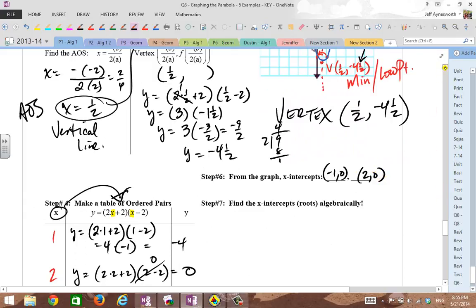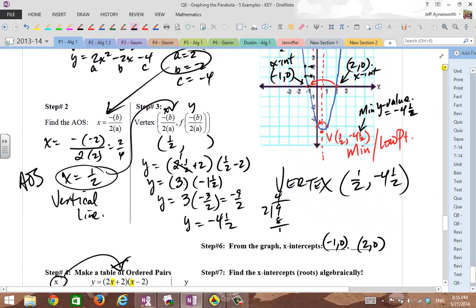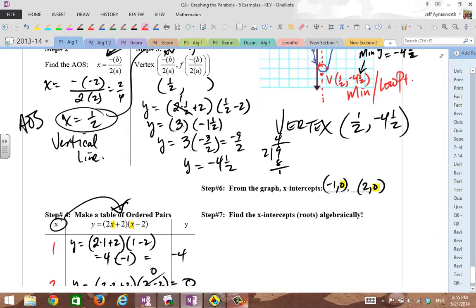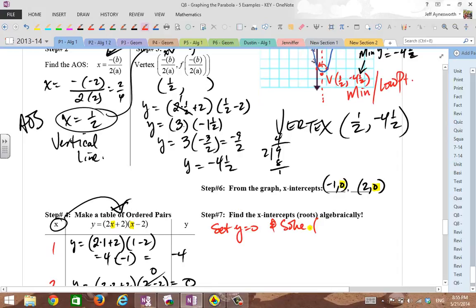That's by looking at the graph, okay, but how in the world do you do that algebraically? Well, once again, and hopefully we figured it out by now, the y is always equal to 0. Look right here, y is always 0. So, okay, let's write it down. We're going to set y equal to 0, all right, and solve for x.